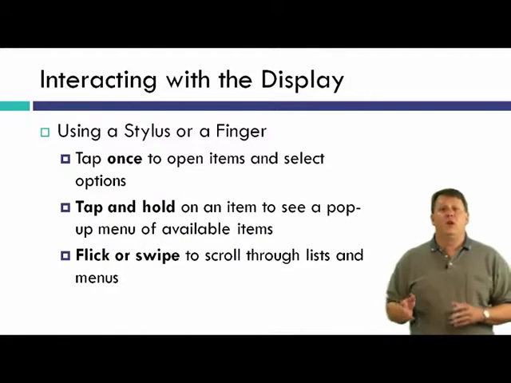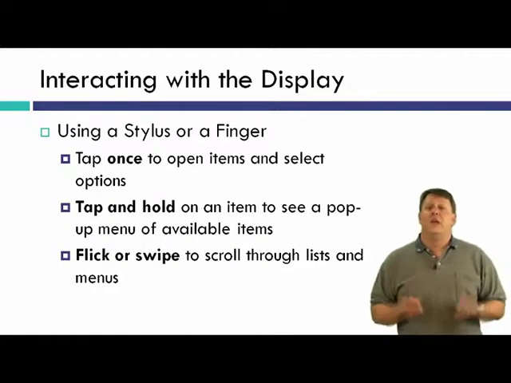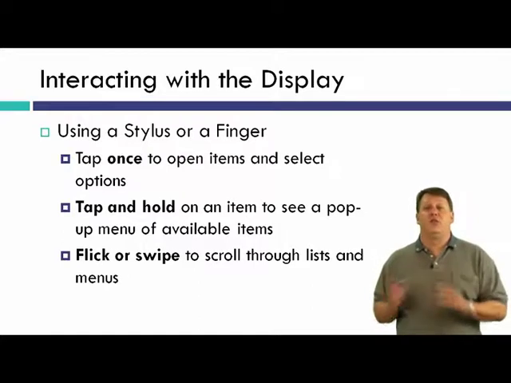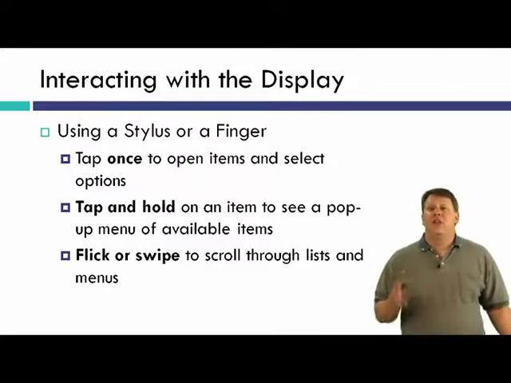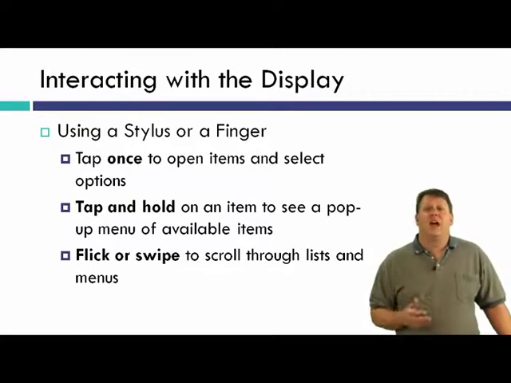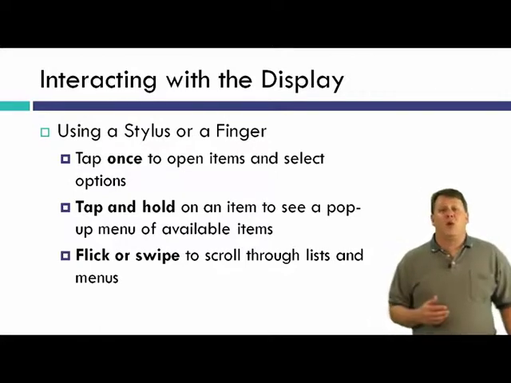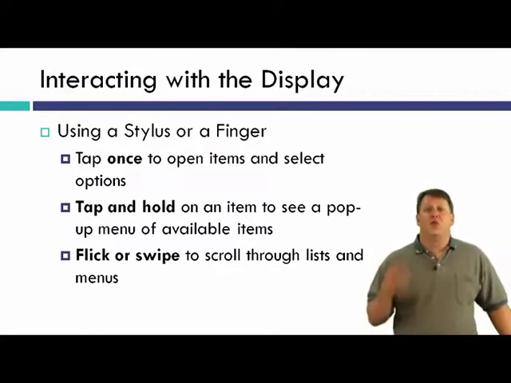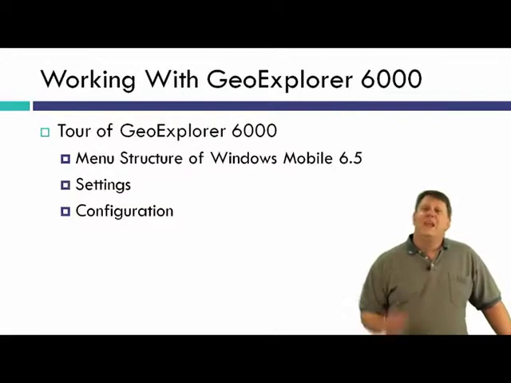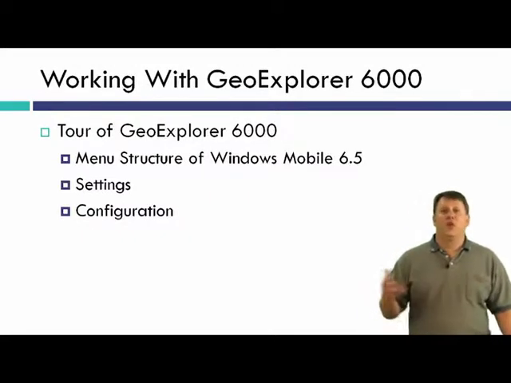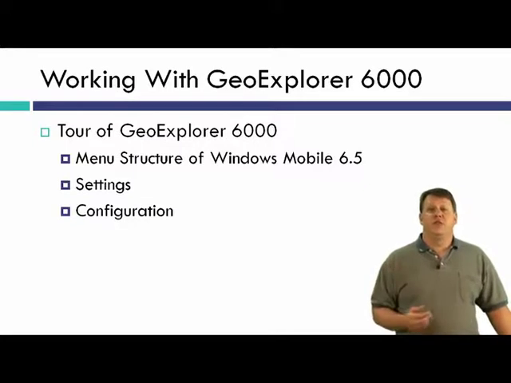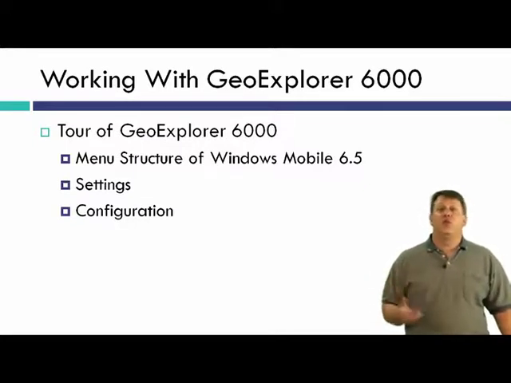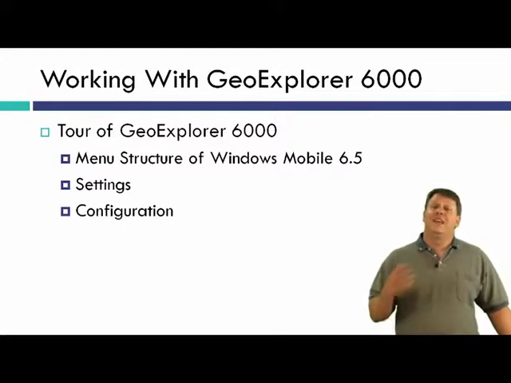Tap the screen once to open or select options. Tap and hold on an item to see pop-up menus of available items that you can do. Then using the tap once method, you would select that item. Use flick or swipe to scroll through lists or menus. In the next segment, we're going to take a tour of the Geo 6000 series receiver, concentrating on the menu structure of Windows Mobile 6.5, its settings and configurations.